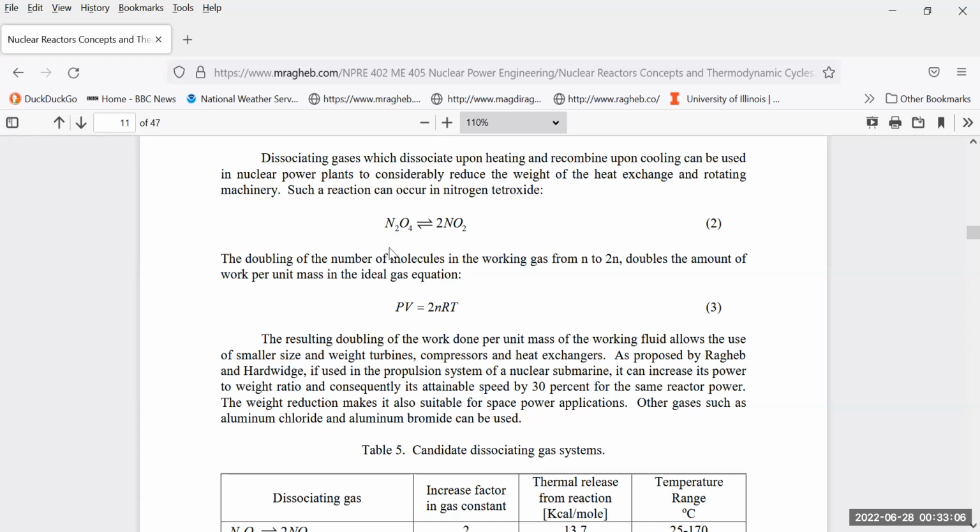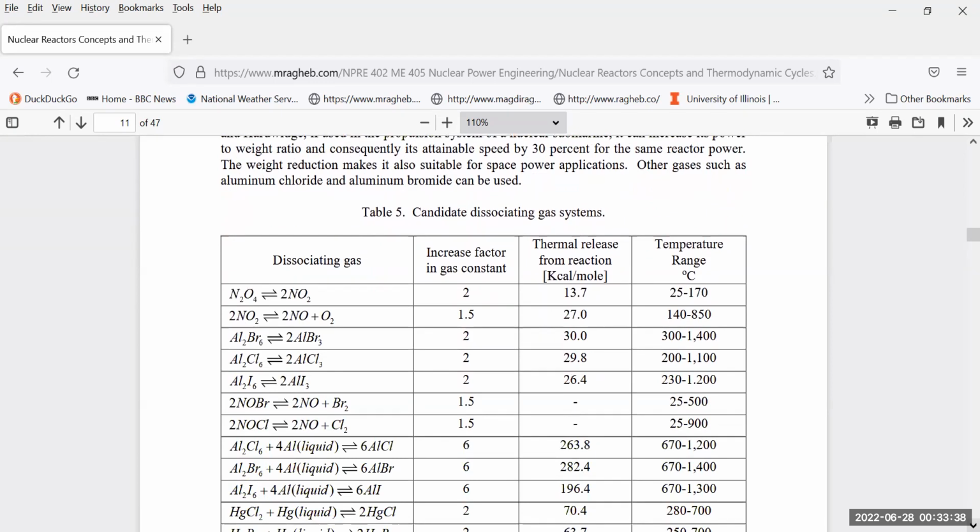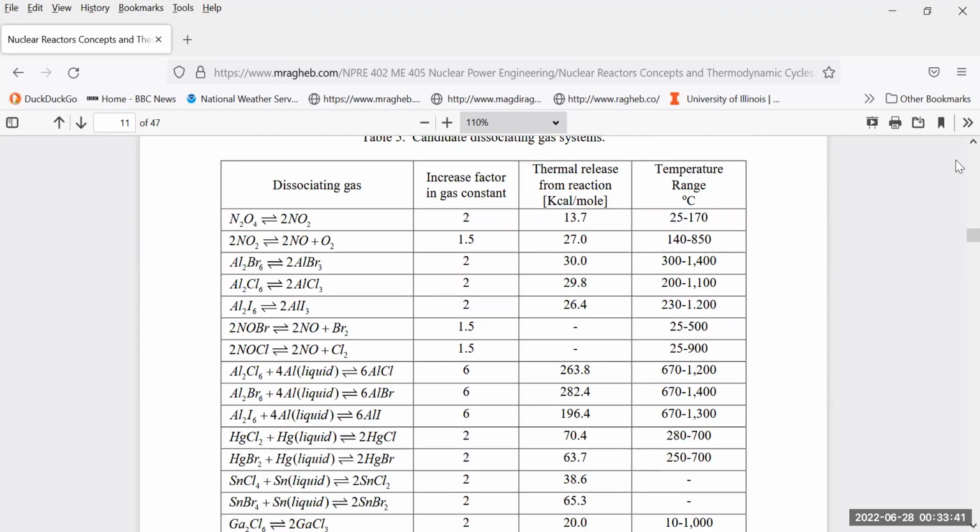Now, this is a gas, and the energy that's produced from a gas is according to the ideal gas equation. The work done would be P, the pressure, times V, the specific volume. And in that case, instead of nRT, you have twice nRT. So you have double the number of molecules that do work in the gas. If you double the number of molecules, you double the heat transfer process, and you can lower the volume of your heat transfer equipment very significantly, as I'll show you in a moment.